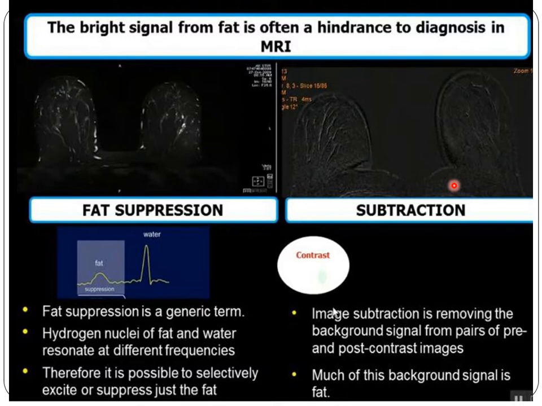The subtraction is very sensitive to motion, because subtraction is the collection of multiple images taken at different times after contrast administration. So any movement in this series of images will cause an abnormal or wrong diagnosis or mismatching between the images. You may have a lesion, but you can't see it in a subtracted image.